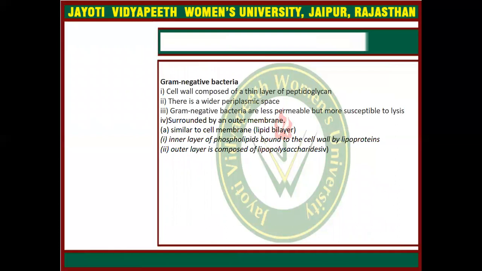Now, talking about the gram-negative bacteria, they are composed of a thin layer of peptidoglycan, and there is a wider periplasmic space. In gram-positive bacteria, the periplasmic space was less. The gram-negative bacteria are less permeable but more susceptible to lysis, because the peptidoglycan layer is thin, so they can be lysed easily. And the gram-negative bacteria are surrounded by an outer membrane similar to the cell membrane. They also have a plasma membrane bilayer.